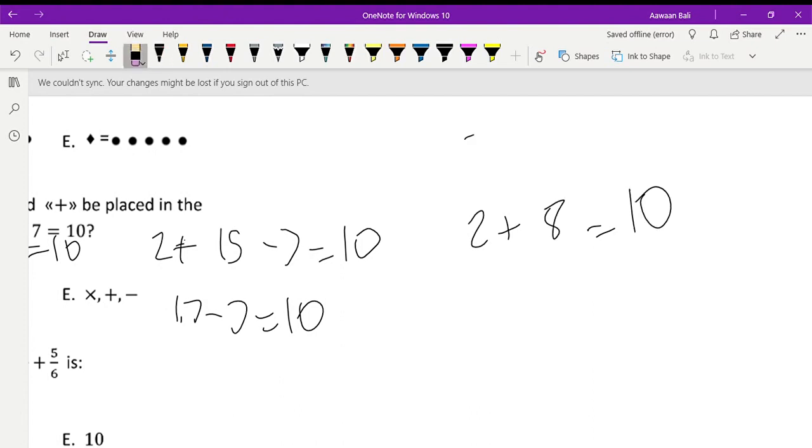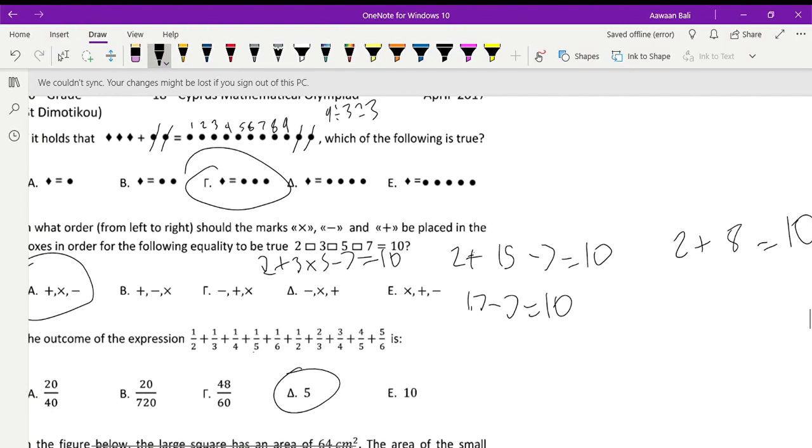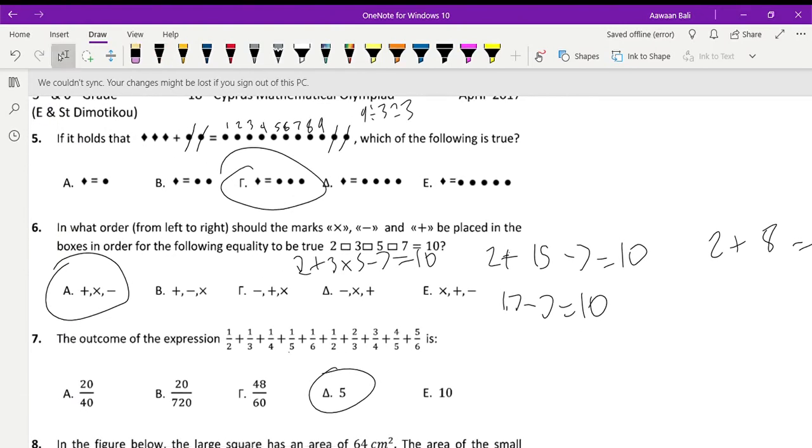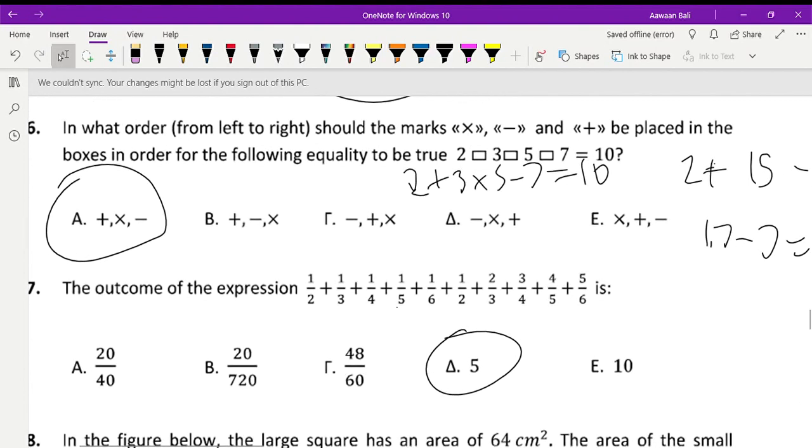So basically, either way you do it, with addition and subtraction, you'll always get the same answer. You don't need to use BODMAS. And if it's multiplication and division, then it matters. So therefore, the answer is alpha.